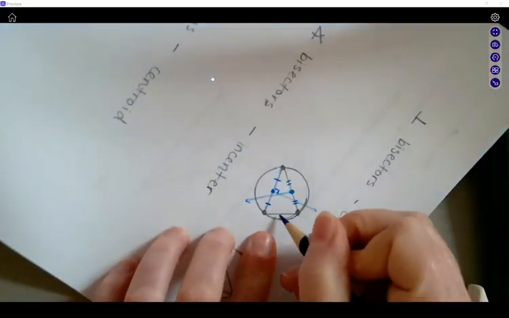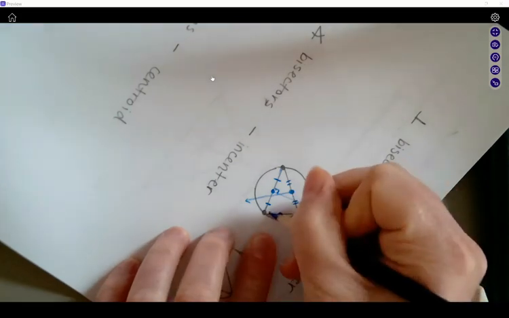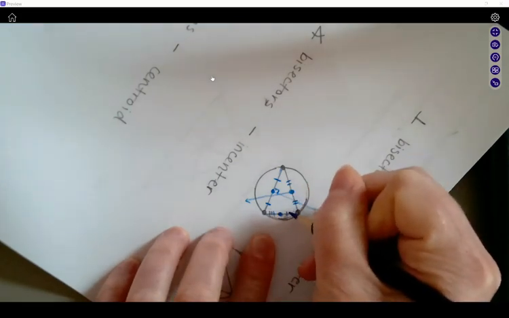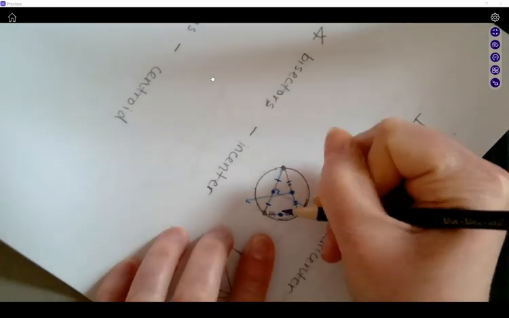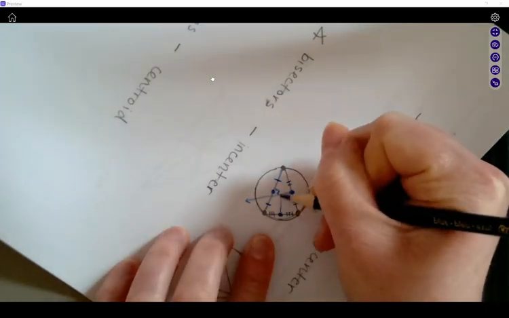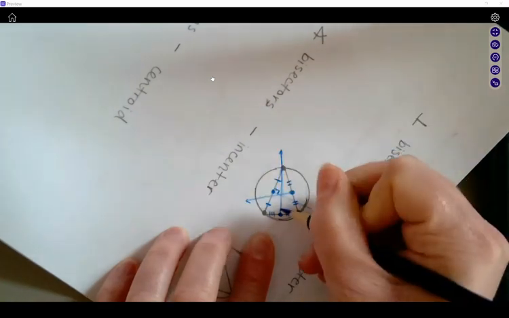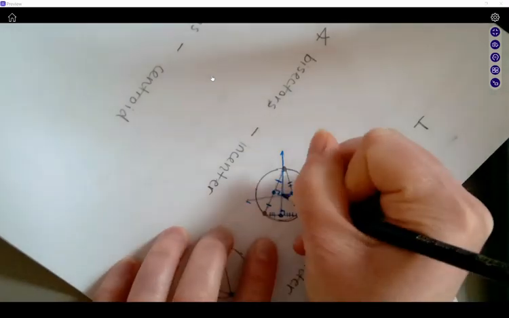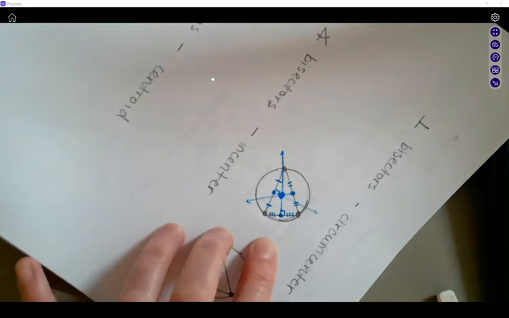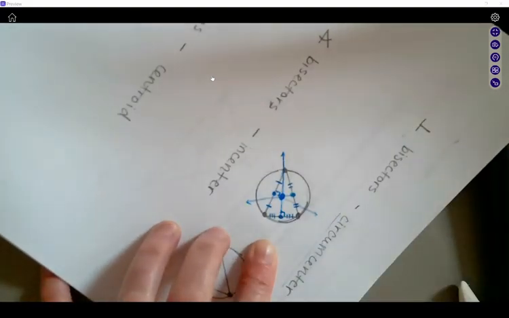But I'm going to go ahead and plot this midpoint. And I'm going to show that, by definition of a midpoint, this side is being cut into two equal parts. And here's my perpendicular ray. And there is a point of concurrency that has to happen. That is actually the center of my circle. And that center is the circumcenter.